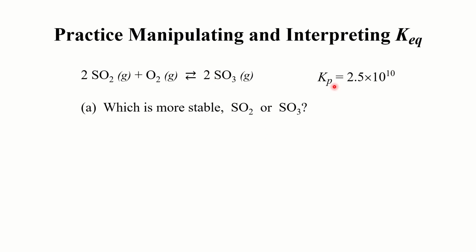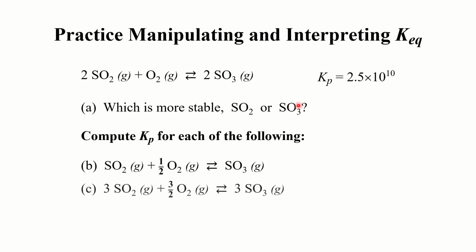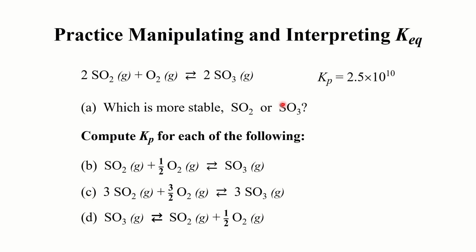Let's start by looking at that K value. This is a very large K value, much larger than 1. And we should remember from earlier in the lecture that if K is greater than 1, that means the products are favored. This K value is way bigger than 1, so we know the products are going to be heavily favored here, which means that we would have a lot of SO3 at equilibrium. And if a lot of SO3 is being produced, it is fair to assume that SO3 is going to be more stable at equilibrium.